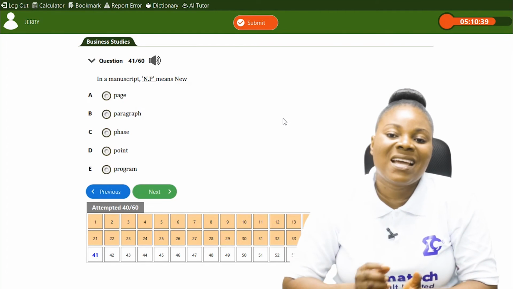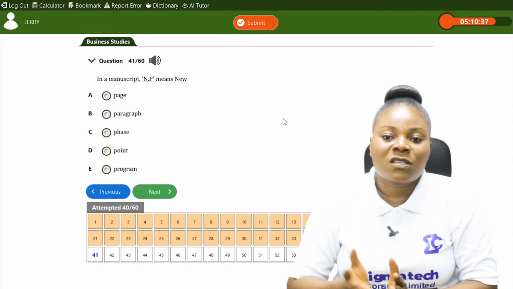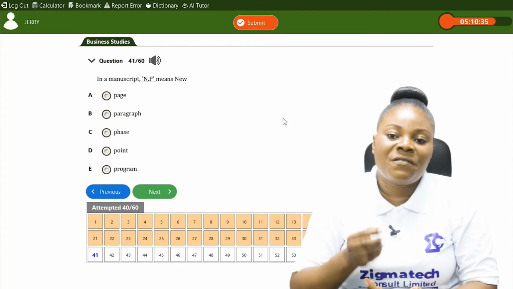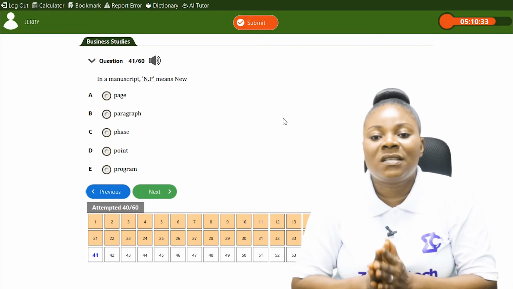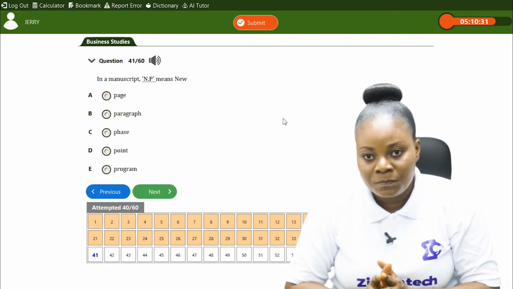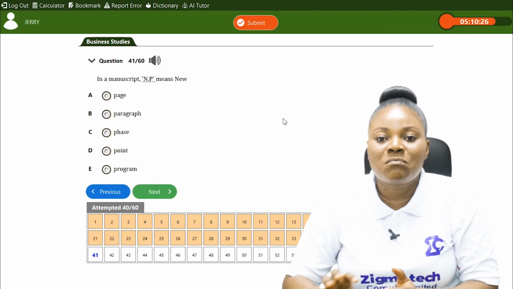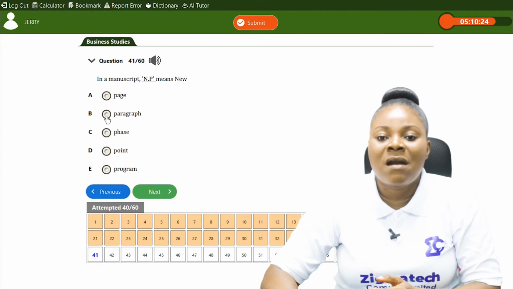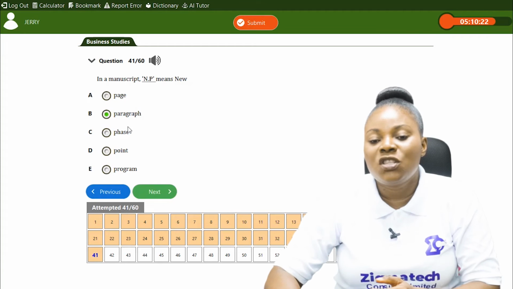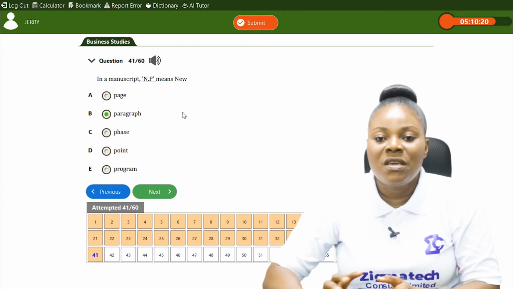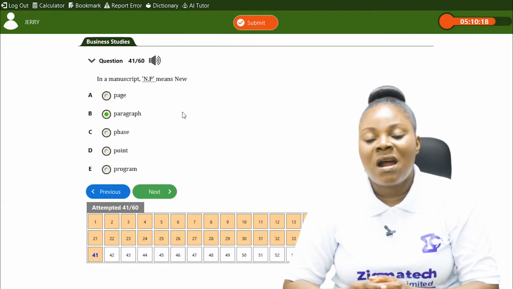There are many of them that are used to effect changes on a manuscript. A manuscript is referred to as a handwritten document that corrections are expected to be effected before properly typed for mailing. So when you see NP as a correction sign, it means new paragraph. NP means new paragraph. Option B, new paragraph.